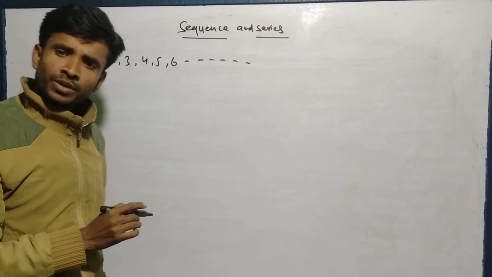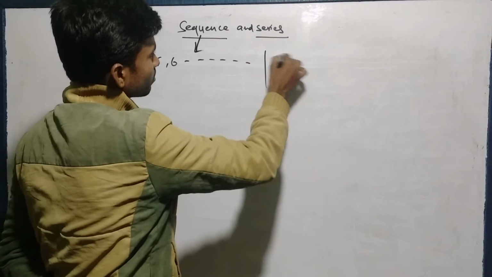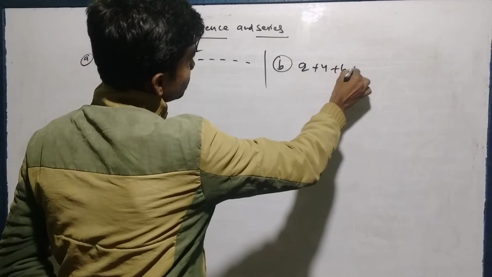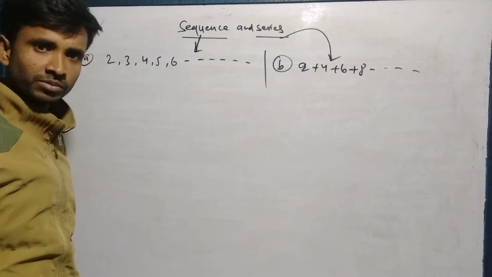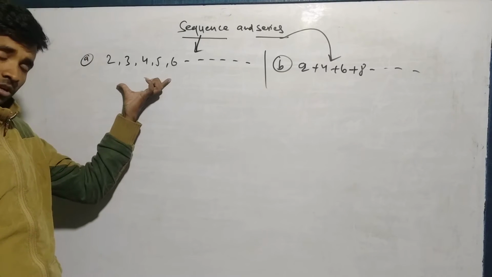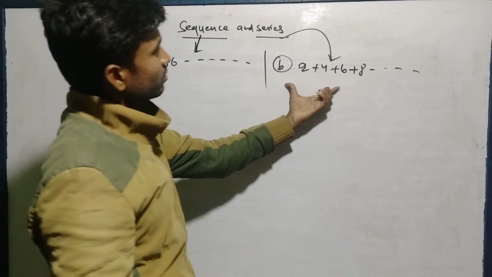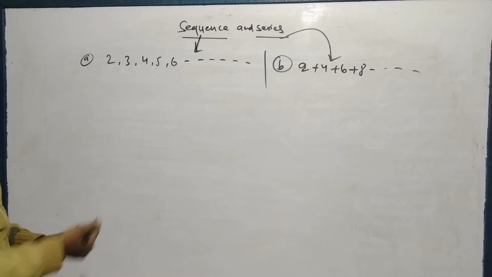A term which is separated by comma is known as sequence, and the term which is separated by plus or minus is known as series. It is the short definition of sequence and series. The term separated by comma is known as sequence, and the term separated by plus or minus is known as series. Okay. So how can you find the general terms?